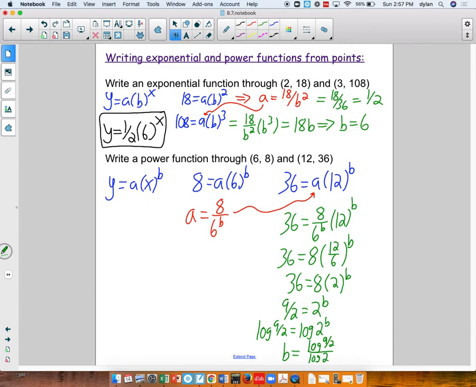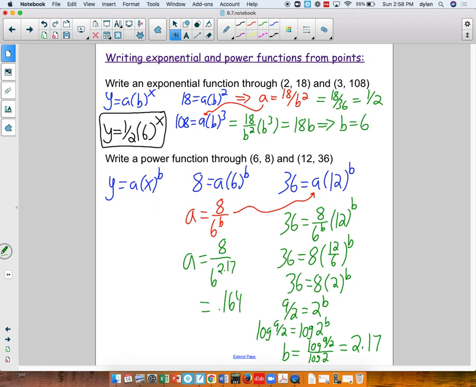Now, in this case, we are going to want to actually turn this into a decimal in order to figure out our power function. We want a to be a single number, not an expression. So I put this into my calculator, and you'd end up with about 2.17. So now we can figure out what a is. So a equals 8 over 6 to the 2.17. If you put that into your calculator, you would end up with 0.164.